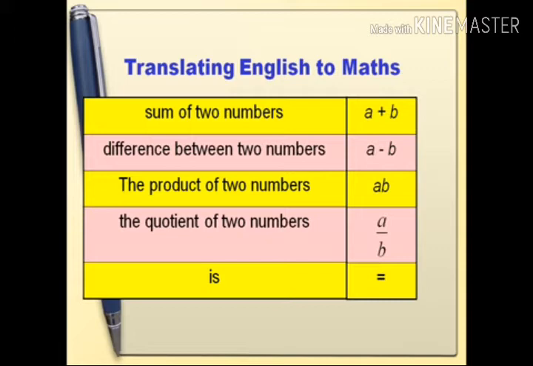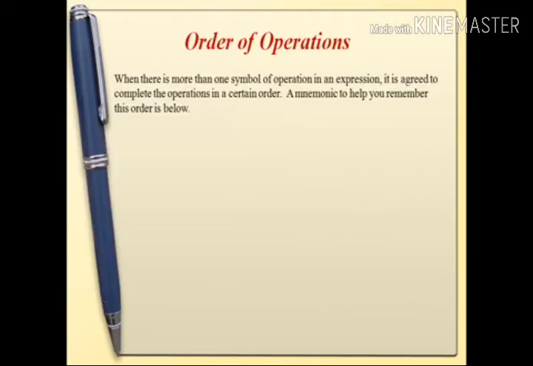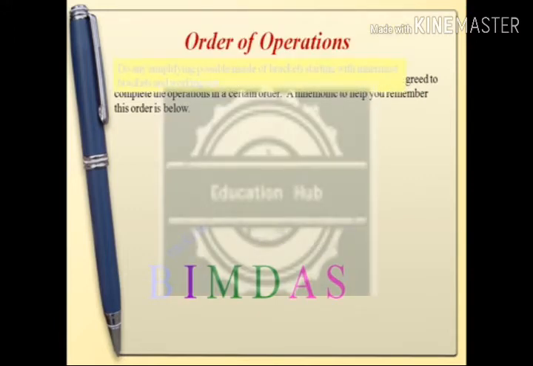Suppose some operation is there, and a real problem has come to you. What do we have to do when more than one symbol of operations has come? Here I am showing you all the symbols. Right now you are familiar with all these symbols. When more than one symbol comes in your expression, it is agreed to complete the operations in a certain order, and this mnemonic can help you remember the proper process. See here, I am telling you already, the BODMAS rule.